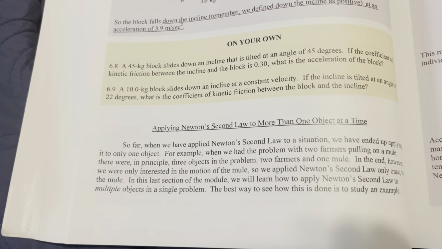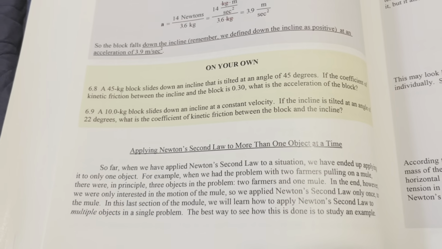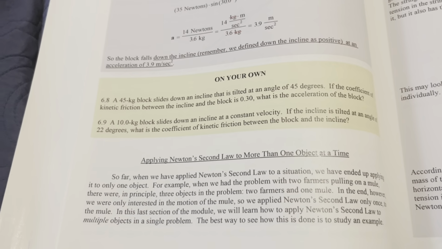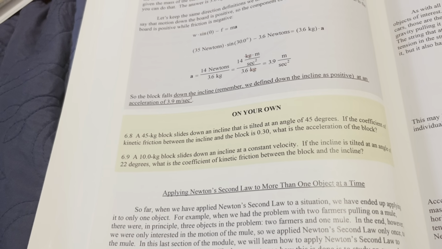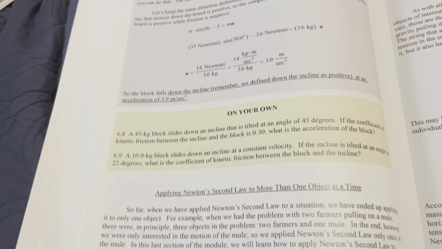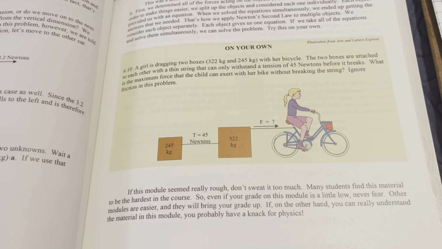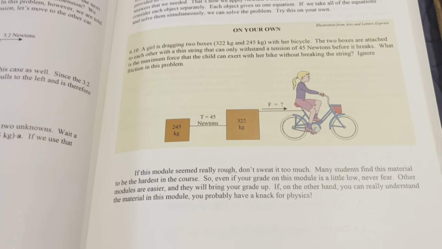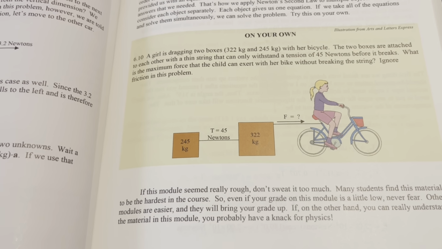All right, so so far we've only applied Newton's second law to a situation when there's only one object, but we're going to start looking at applying Newton's law to more than one object at a time. Your book walks you through example 6.6. I'm not going to do that. We're going to keep going. We're going to look at on your own problem 6.10, and then we're going to move into practice problems and review problems. It says a girl is dragging two boxes, 322 kilograms and 245 kilograms, with her bicycle.